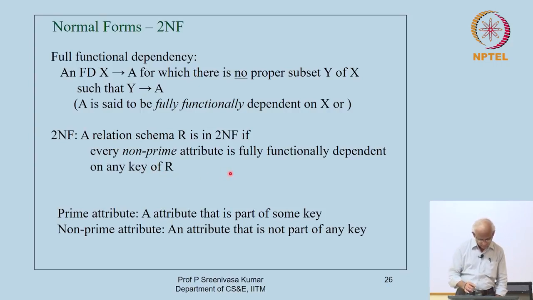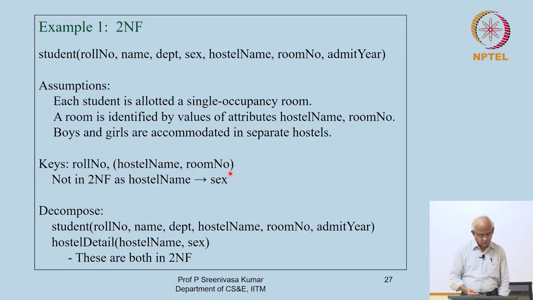Okay. Now let us look at some examples and then see if the second normal form is actually violated, what kind of data redundancy exists and how do we get rid of that. I am giving you some examples so that there is continuity between what we are discussing. So let's look at this example.